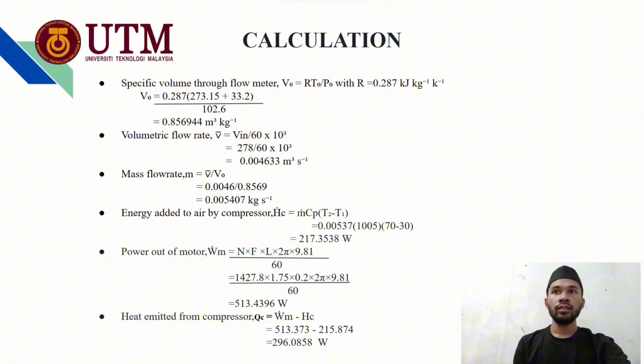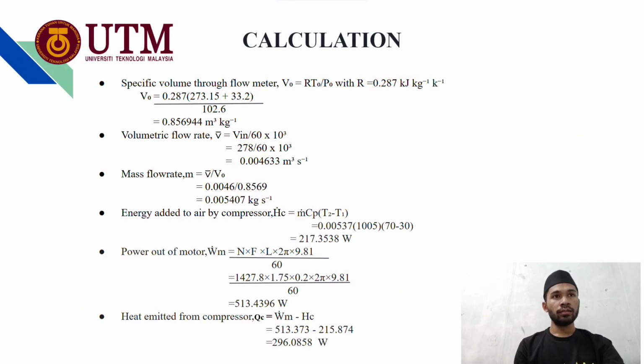Next, this is the calculation to plot the energy added to air by the compressor and the heat emitted from the compressor against time respectively. First of all, the specific volume through the flow meter. The formula is V0 equals R T0 over P0, with R equal to 0.287 kilojoule per kilogram Kelvin. The value for V0 is 0.856944 meter cube per kilogram.